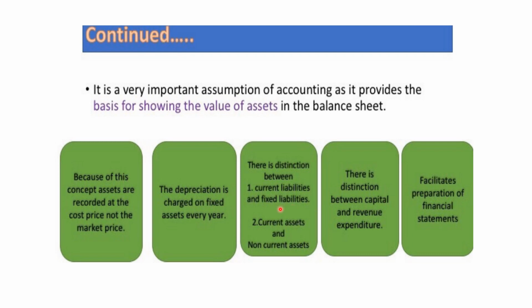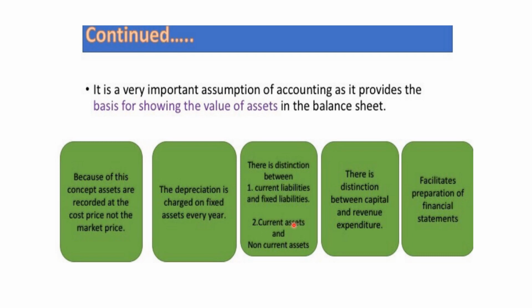Now, since the business is for an indefinite period of time, there is a difference between current liabilities and fixed liabilities. That means the difference between short-term liabilities and long-term liabilities. And there is a difference between short-term assets and long-term assets. Understood the concept now? Because the business is for an indefinite period of time, there is a distinction between the current liabilities and the long-term liabilities, and the current assets and the non-current assets. Current assets means short-term assets and non-current assets means long-term assets.